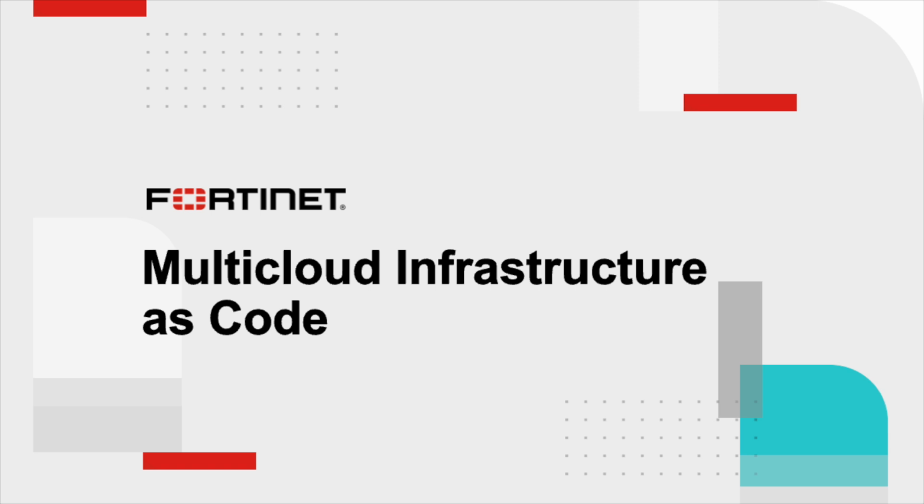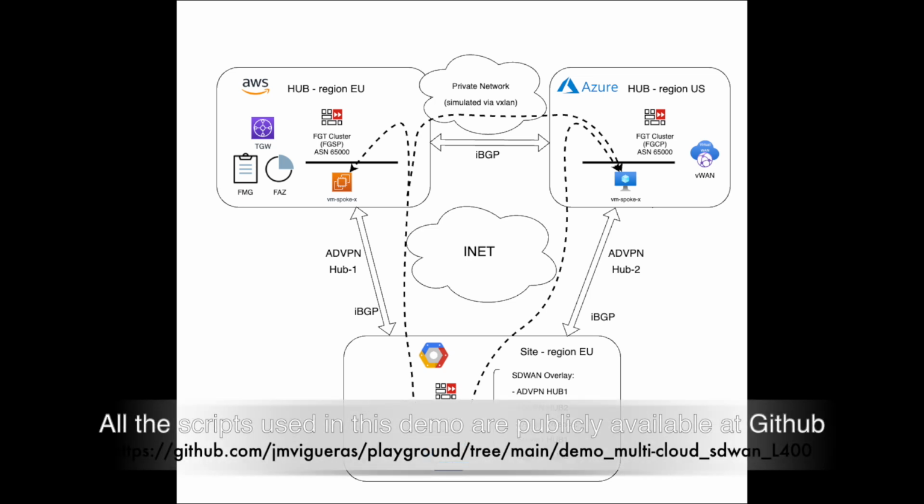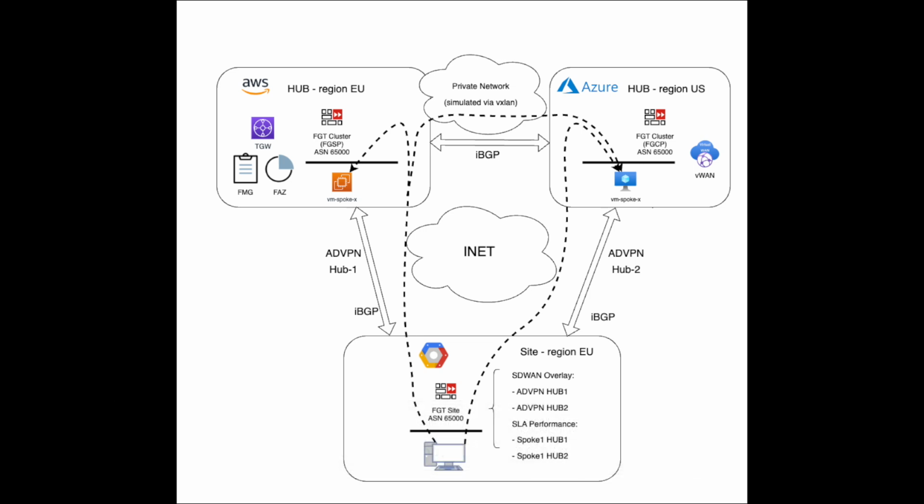In this demo, Terraform scripts will be used to deploy a full multi-hub and spoke scenario with 2 hubs and 1 site in 3 different cloud providers: AWS, Microsoft Azure, and Google Cloud Platform. Hub 1 will be deployed in AWS with advanced routing integrated with Transit Gateway. Hub 2 will be deployed in Azure, also with advanced routing integrated with vWAN. The site is deployed in GCP with advanced routing integrated with Network Connectivity Center (NCC).